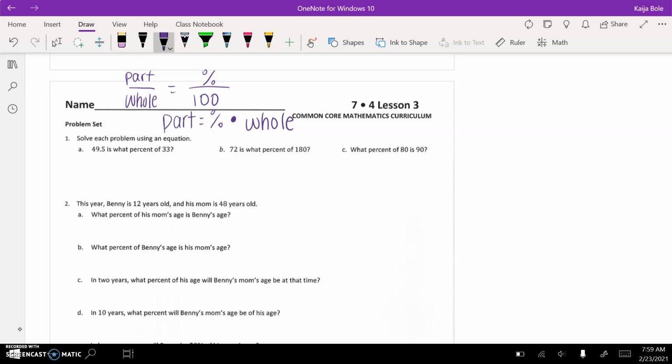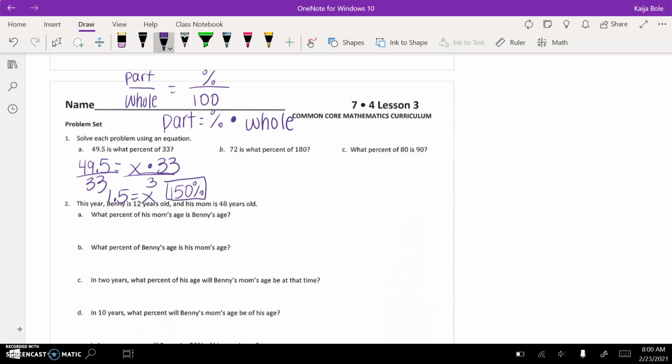Okay. So number one, it just says, solve each problem using an equation. So just pay attention to the "is" and the "of." So 49.5 is what percent of 33? So the 49.5 is the part equals, we don't know the percent, times the whole, which is 33. So that means we would divide by 33 on both sides. So we would get 1.5 equals x. Now, the only thing you have to remember with this is you have to turn it into a percent, so that would actually be 150%.